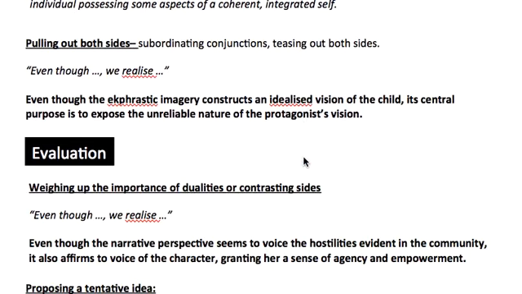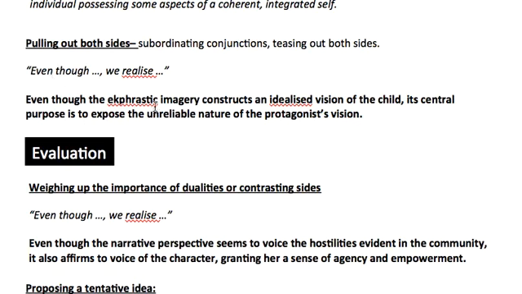Pulling out both sides of a particular idea or issue is useful if you use a subordinate conjunction sentence, which we've looked at a lot in class. You might start with even though, or although, or while, or meanwhile. While, not meanwhile. Each of those are subordinate conjunctions. So you have even though something, we also realize something.